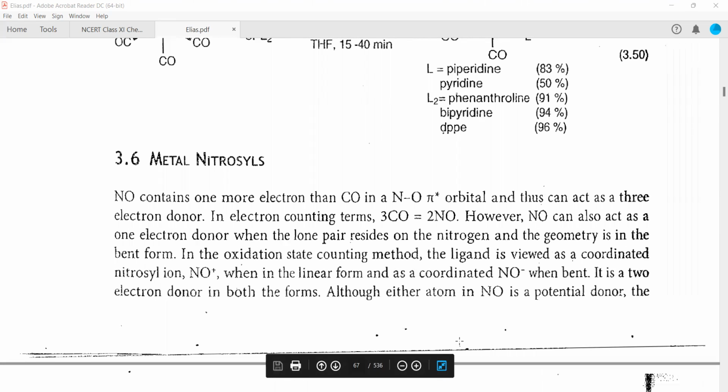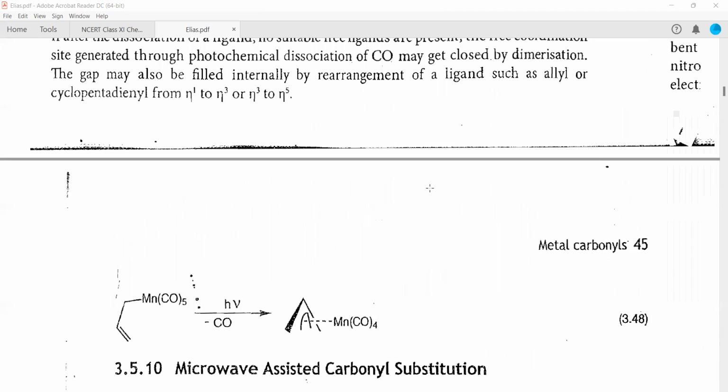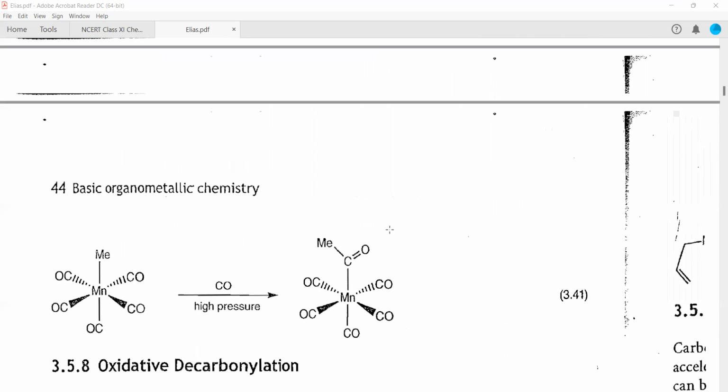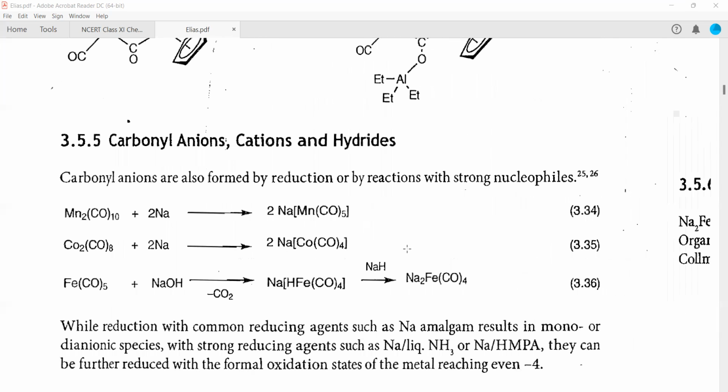So the metal carbonyls are over here. Now we are going to study the metal nitrosyls, which actually behave like carbonyls, which is why they are given in this chapter itself. NO contains one more electron than the carbonyl, in the NO pi star orbital. We already studied the carbonyl MO diagram, so let us revisit it.